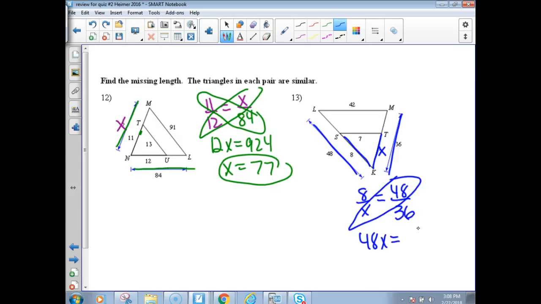No, it's 8 times 36, and then divide by 48. What do we get? Just 6? Oh, okay. Thanks for doing the calculation. Yes. Okay.